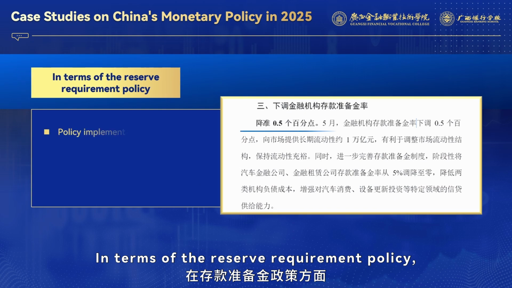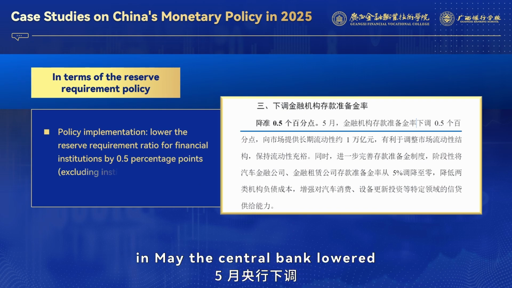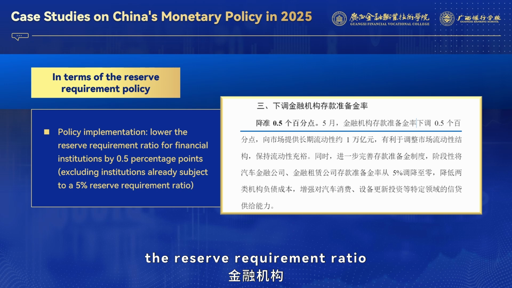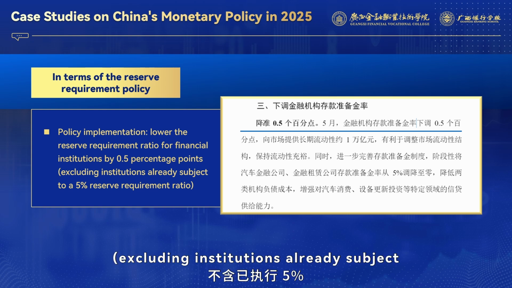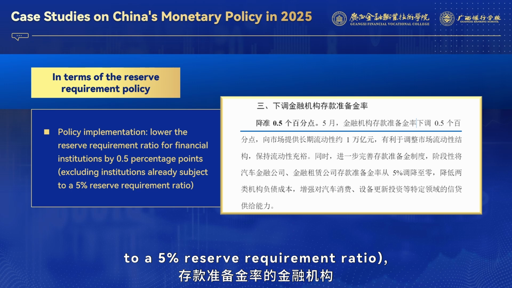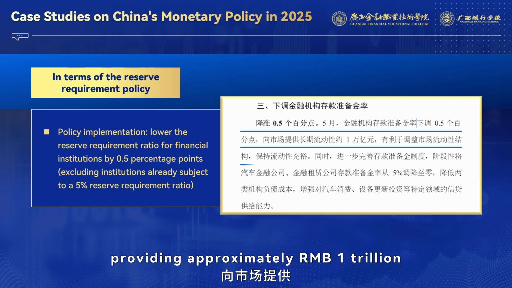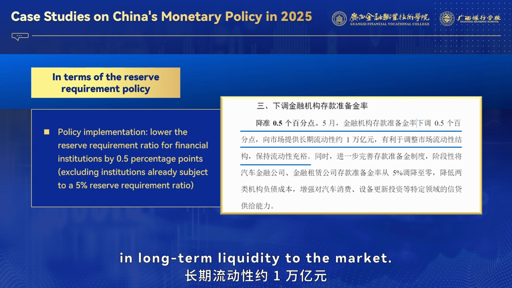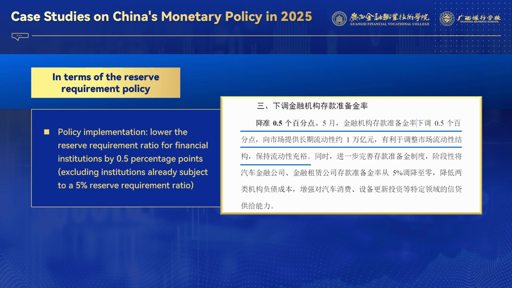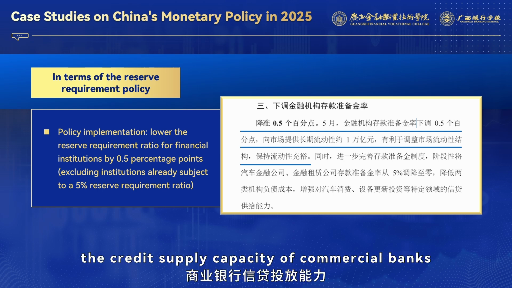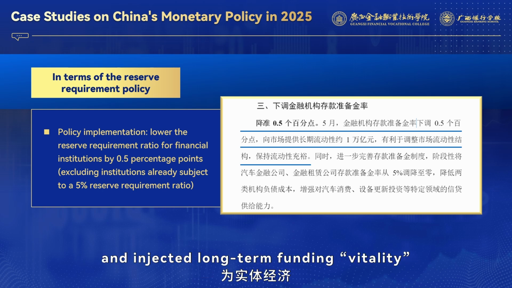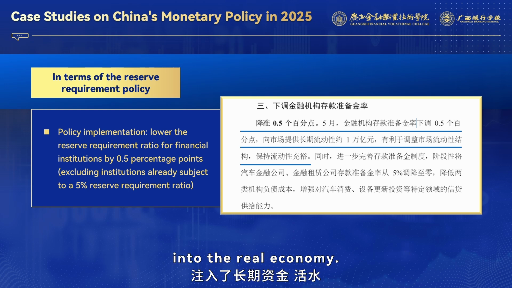In terms of the reserve requirement policy, in May the central bank lowered the reserve requirement ratio for financial institutions by 0.5 percentage points, excluding institutions already subject to a 5% reserve requirement ratio, providing approximately 1 trillion renminbi in long-term liquidity to the market. This effectively enhanced the credit supply capacity of commercial banks and injected long-term funding vitality into the real economy.